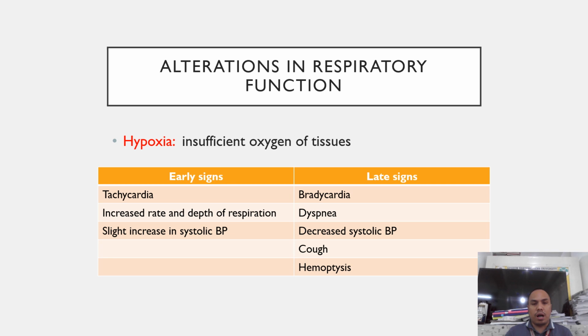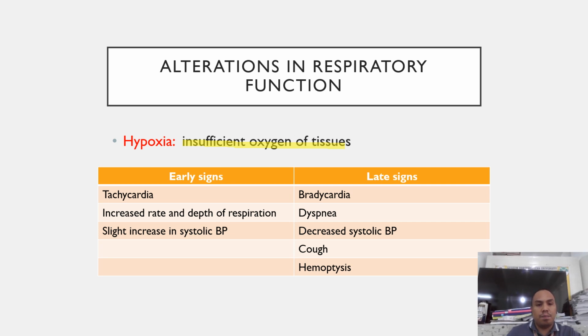Okay, hypoxia. These are the alterations in the respiratory functions. Pag sinabi natin hypoxia, that is insufficient oxygen of tissues. Ang early signs natin, we have the tachycardia, increased rate and depth of respirations, and a slight increase in systolic BP or blood pressure. Ang late signs natin, that is bradycardia, dyspnea, decreased systolic BP, cough, and hemoptysis. So yan yung makikita natin kapag insufficient oxygen of tissue or hypoxia.